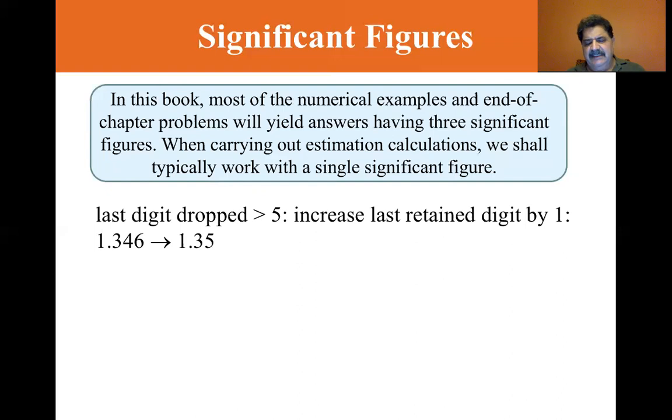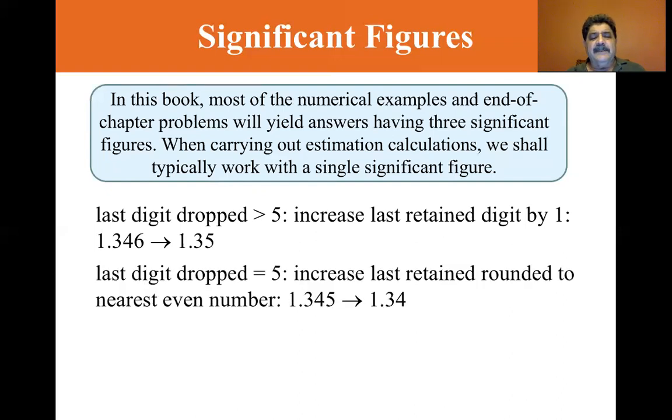If the last digit dropped is equal to 5, you increase the last number retained, rounded to the nearest even number. 1.345 becomes 1.34. Now that's a new one to me, but that's what the textbook has, and the textbook claims that this rule helps avoid accumulation of errors in long arithmetic processes. So we'll go with it. I'm not used to it. I would have rounded that to 1.35, but we'll listen to what the authors say.